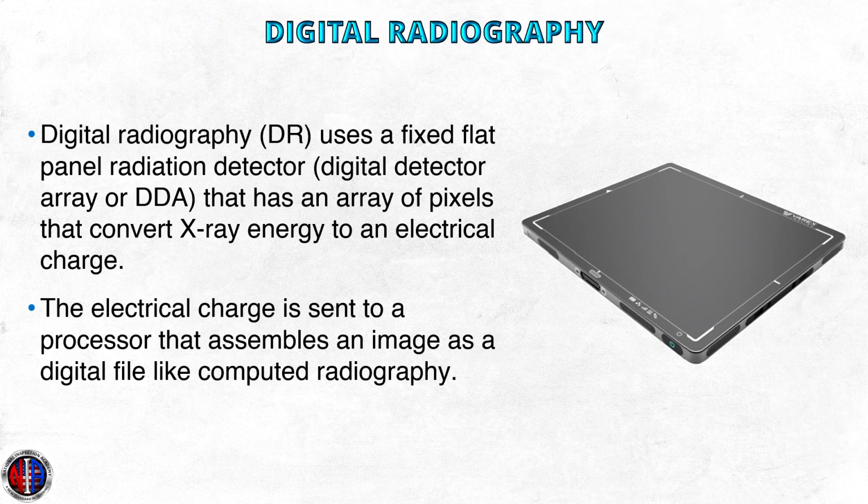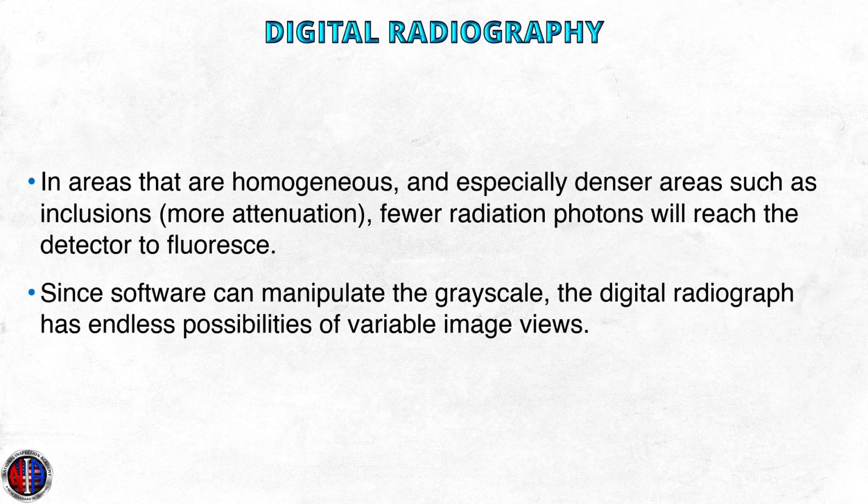Digital radiography. Another technique to capture a radiographic image in near real time is digital radiography, abbreviated DR. DR uses a fixed flat panel radiation detector, typically called a digital detector array, that has an array of pixels that convert X-ray energy to an electrical charge. The electrical charge is sent to a processor that assembles an image as a digital file similar to film or computed radiograph. In areas that are homogeneous, and especially denser areas such as inclusions, fewer radiation photons will reach the detector to fluoresce. Since software can manipulate the grayscale, the digital radiograph has endless possibilities of variable image views.